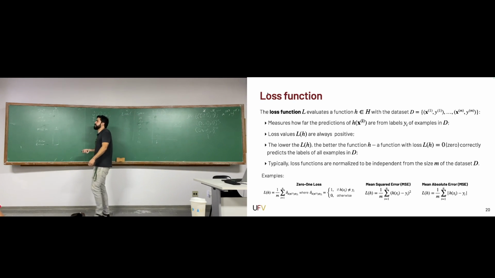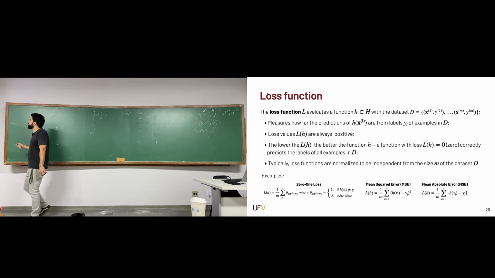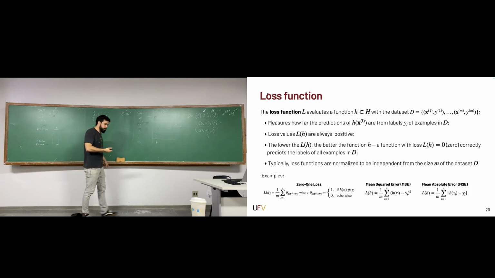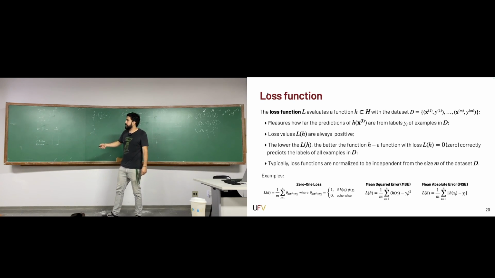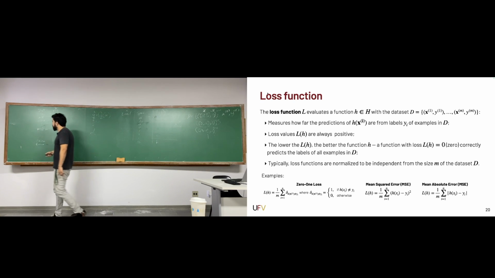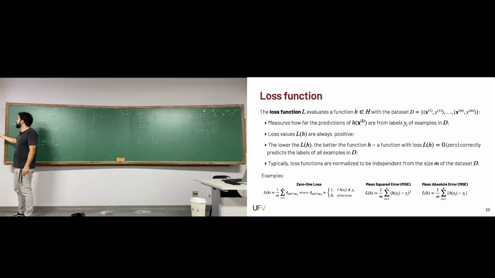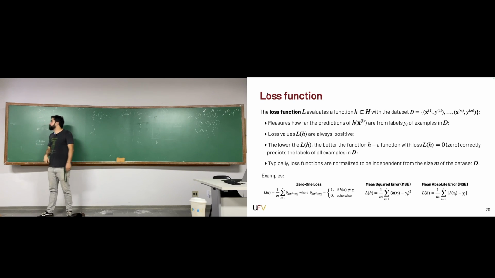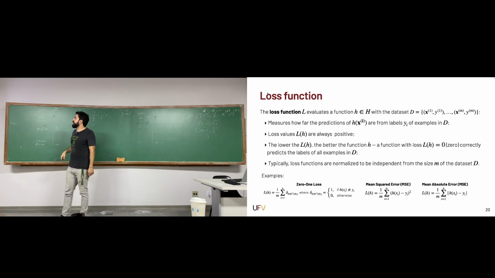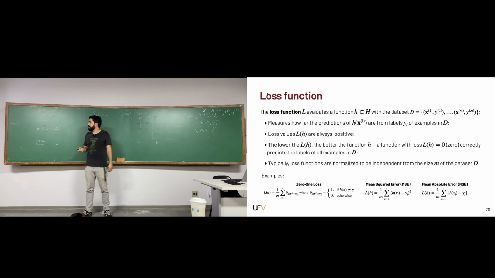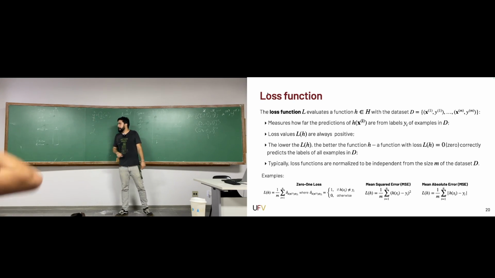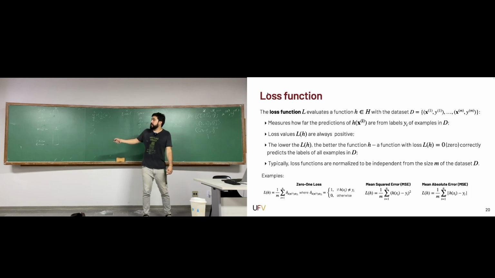Okay, and another very similar error is the mean absolute error, where instead of summing the squared error, we just sum the absolute error, which is defined by the norm here, or the absolute value of h of x minus y_i, right? And these are similar, but they are different, and they have different names. So these are common options for loss functions.